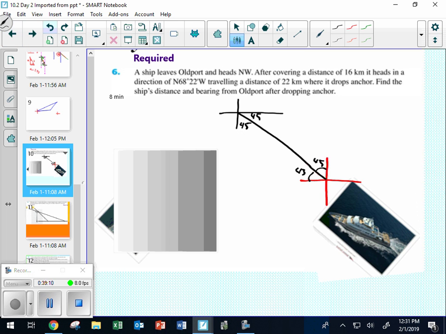Okay, then we're not done though. From there, he heads north, but 68 degrees west of that, which basically means like that. And he keeps going on that one for 22 kilometers. I should probably label this other side as 16. And where's my final connector? That. So there is my not right triangle, but it's got right triangles all around it.